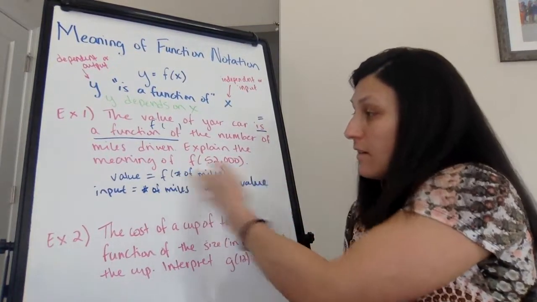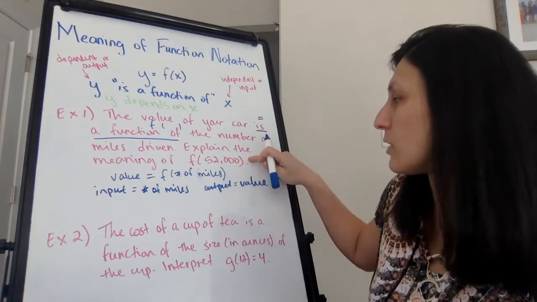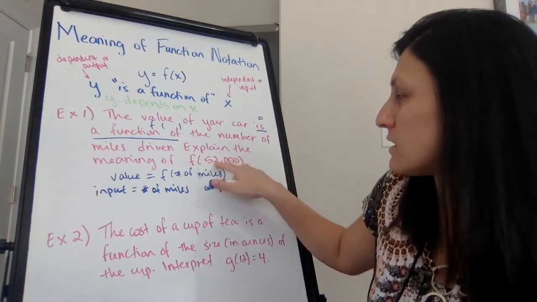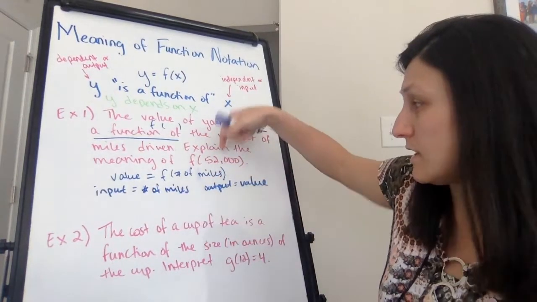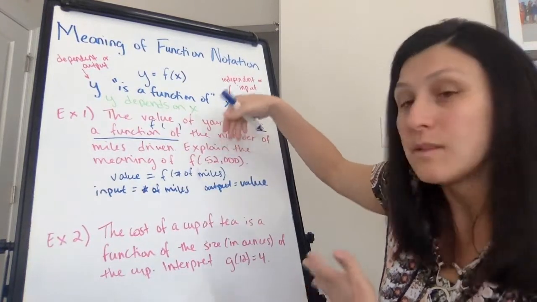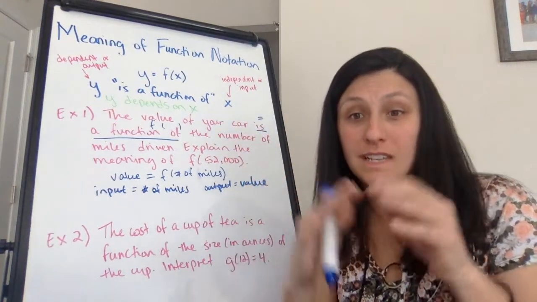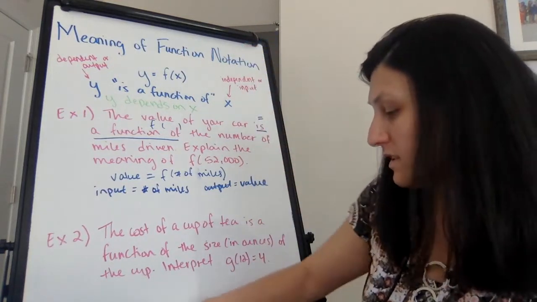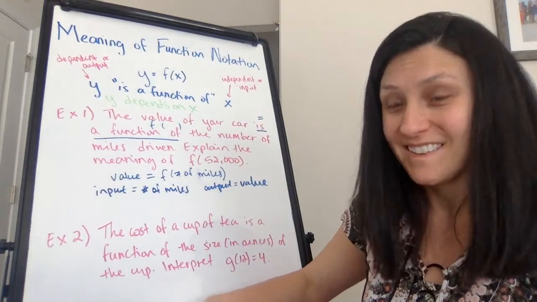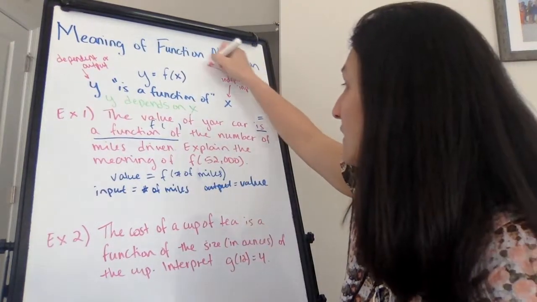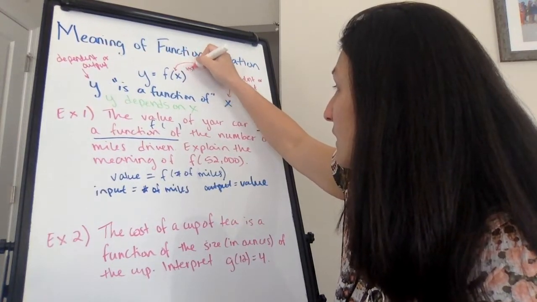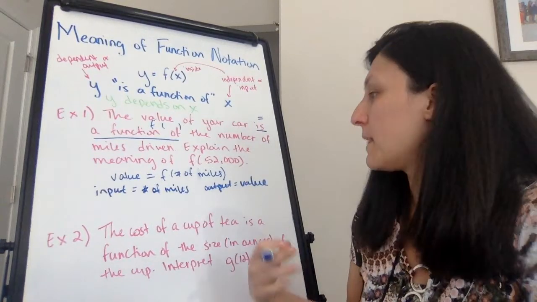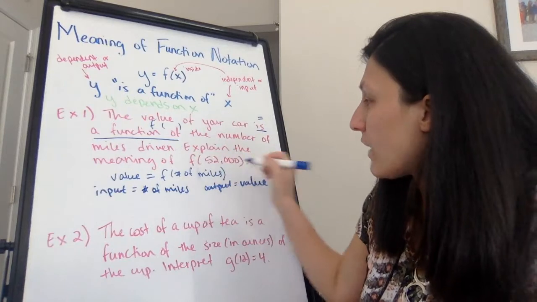Now that we've done that work, we can interpret f of 52,000. So what does this mean? This means the 52,000 represents the number of miles because it's on the inside of the parentheses. It represents the input. So the input goes inside the parentheses. The independent variable goes inside the parentheses. All of these things that start with I, inside, input, independent, they are all the x value. And then f of that equals a y variable.